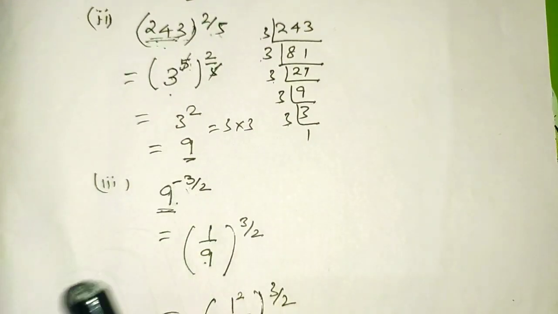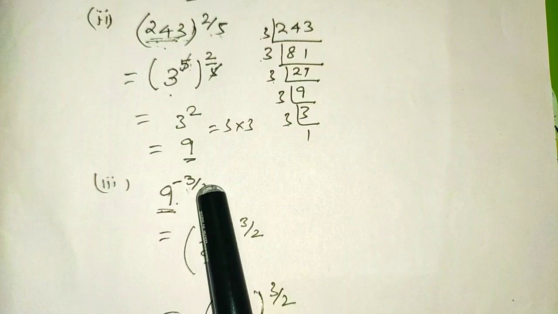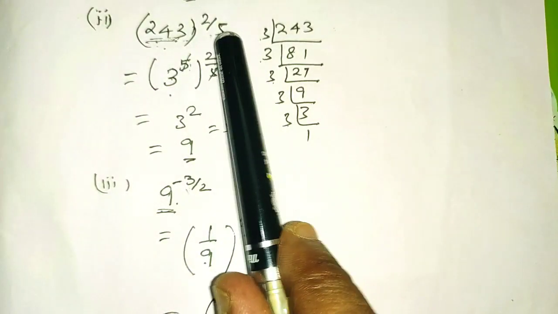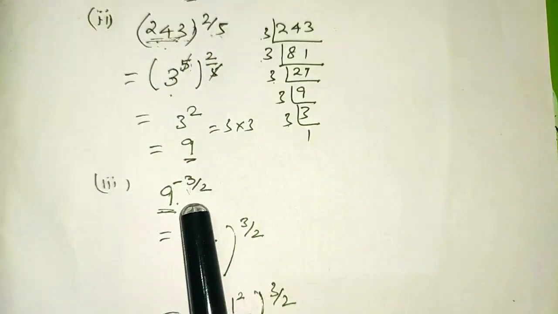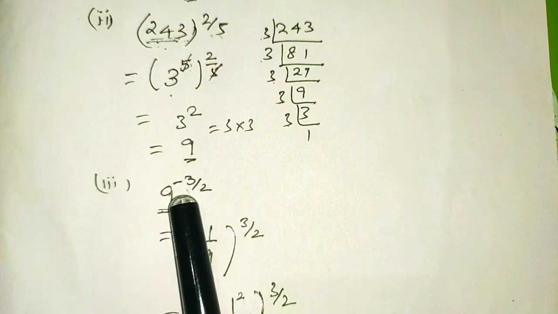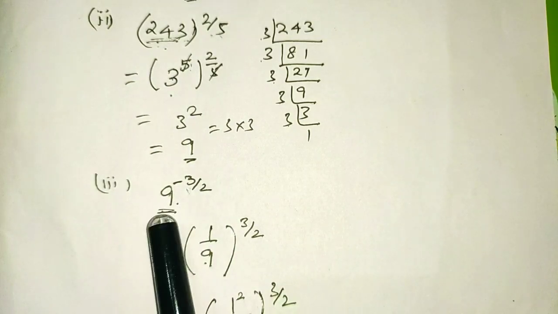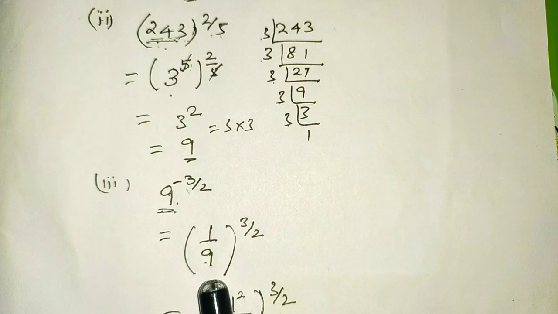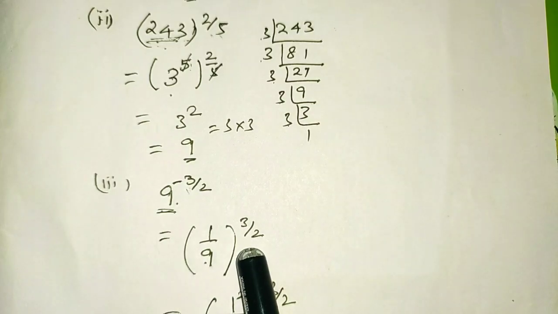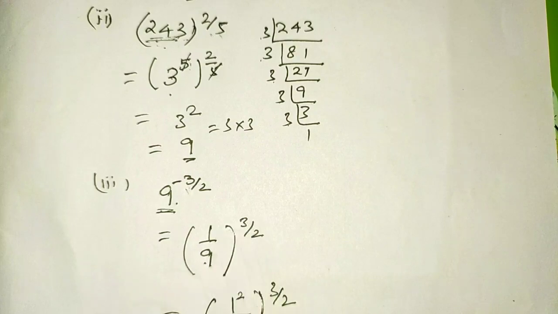Next comes the third sum. Here 9 power minus 3 by 2. In the first and second sum we have the power as positive. Now in the third sum we have the power as minus 3 by 2. First we have to change this negative as positive by taking the reciprocal of the base. What is the base? 9. What is the reciprocal of 9? 1 by 9. If you reciprocate this base, the power automatically becomes positive.